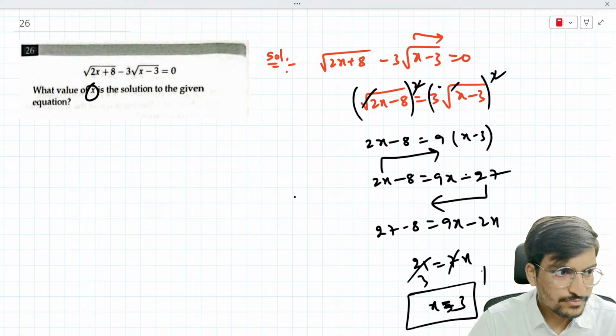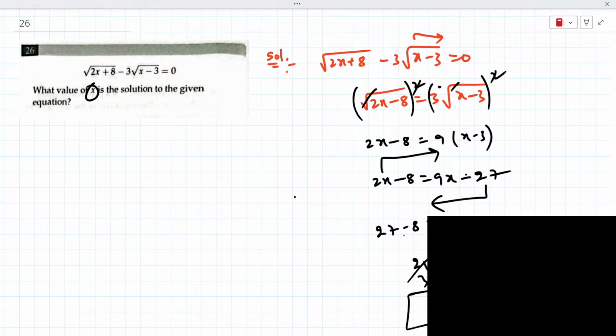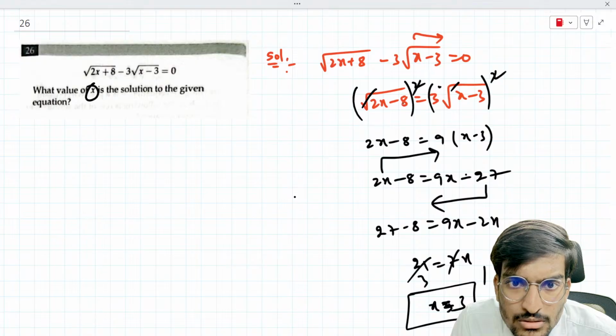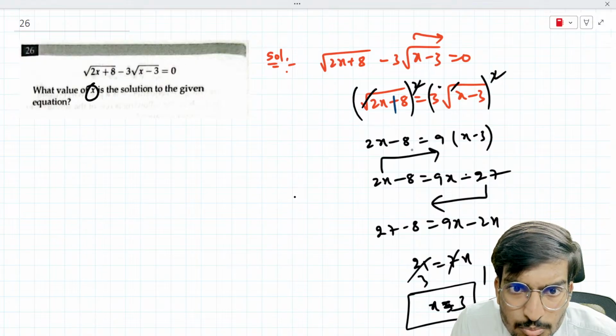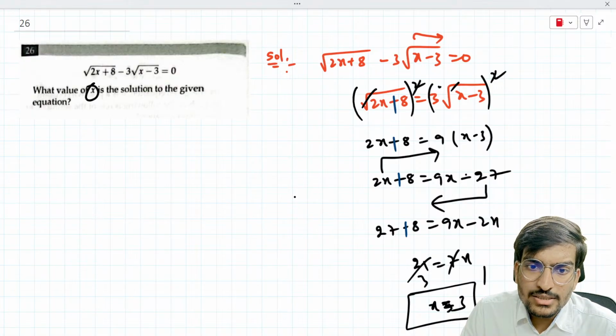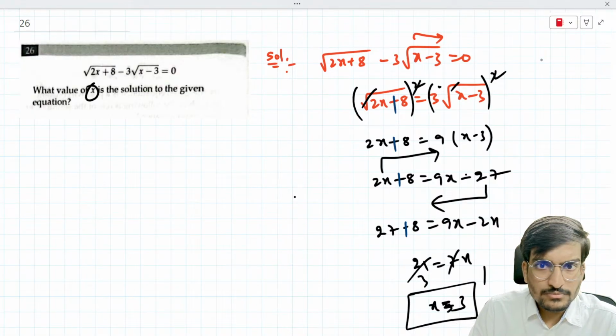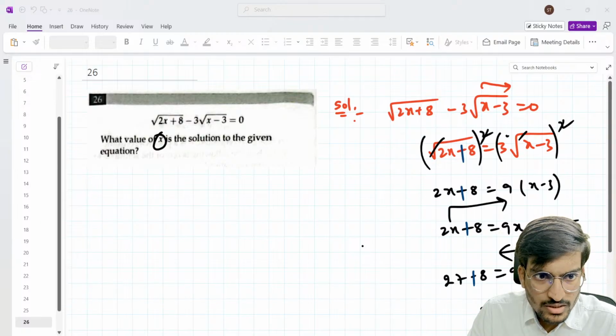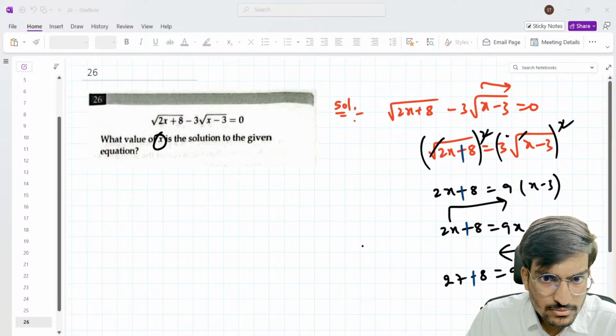Just a second. Just let me check. Yeah, I made a mistake here. This is positive 8, positive 8. So 27 plus 8. I don't understand why this is going off and coming in. I'll just check this, just hold on for a second.